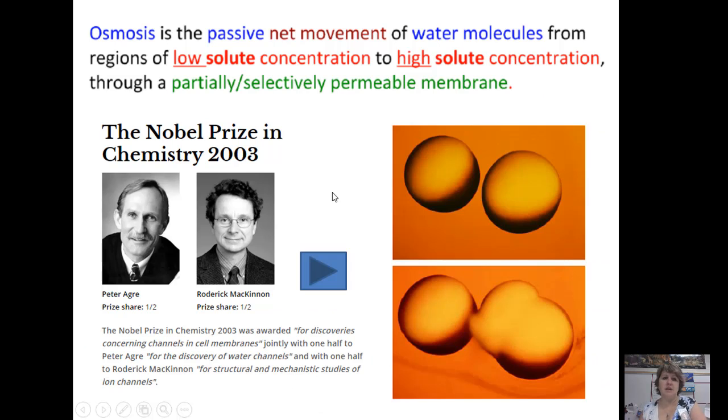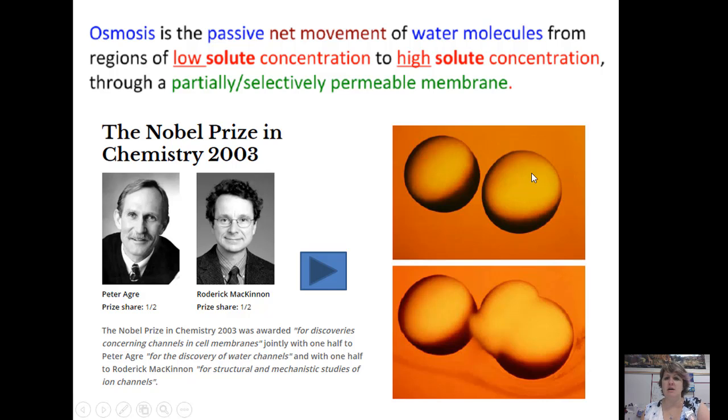All right, so what Dr. Agre and his team actually did is really cool. They injected the complementary RNA strand into these frog eggs. And these frog eggs are very small and known to be quite impermeable to water. If you think about frog eggs being laid in water, they need to be impermeable. They don't want to take on the surrounding environment.